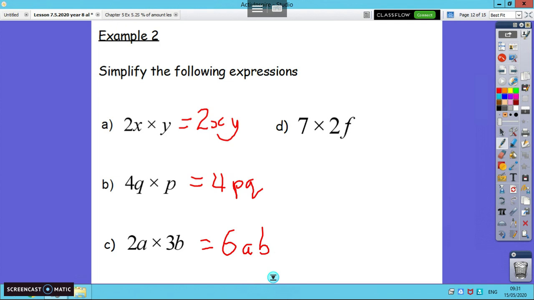Okay, then last one. 7 times 2f. Well, we think of the numbers first. So 7 times 2 is 14. And then we've got that f there. We've got no other letters, so we can just put f by itself. So that's going to be 14f. So make sure you copy this down as well. If you need to go back, rewind through the video and listen to me again. Okay, take it slowly.